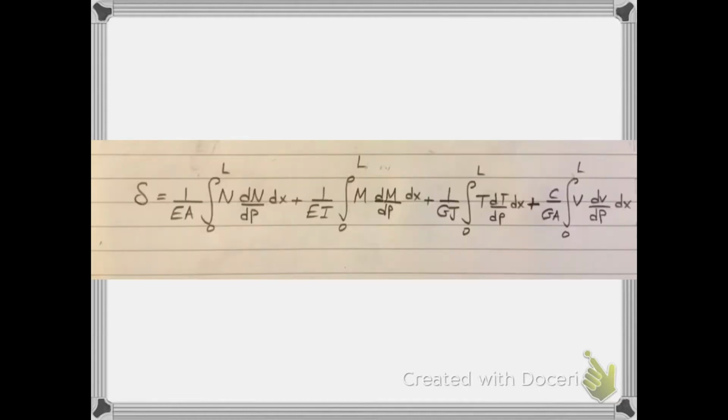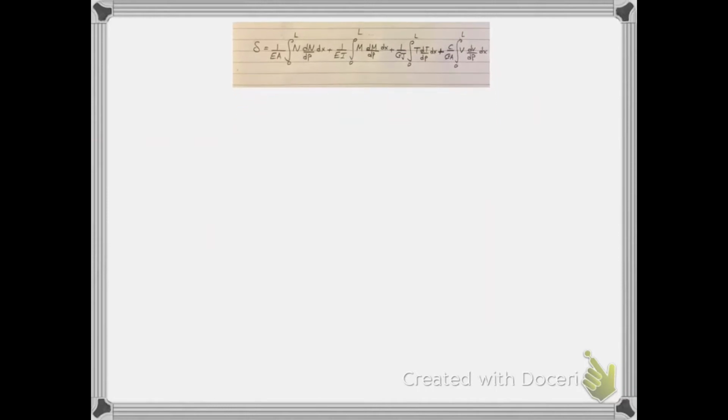Let's look at the general formula for Castigliano's theorem. So I'm going to have it right here. Here's the general formula for Castigliano's theorem. So you have 4 terms. First term, second term, third, fourth. This term is due to axial loading. This one is due to bending. This one is due to torque. And this one is due to shear force.